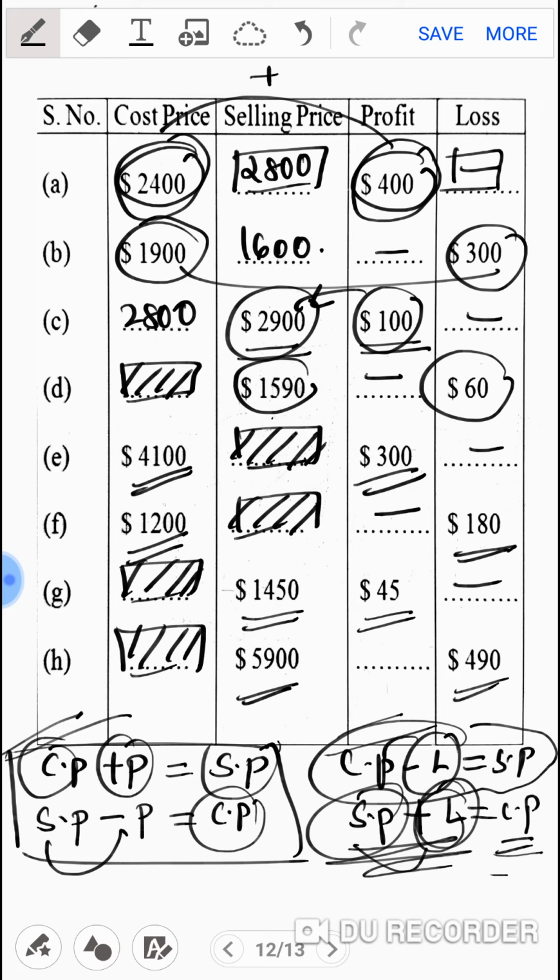So there's an opposite relation of these two terms, that is profit and loss, with CP and with SP. Opposite relation. If your profit is added to CP, here profit is subtracted from SP. If loss is subtracted from CP, here loss is added to SP to get CP. Clear?